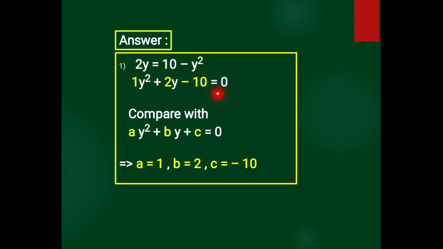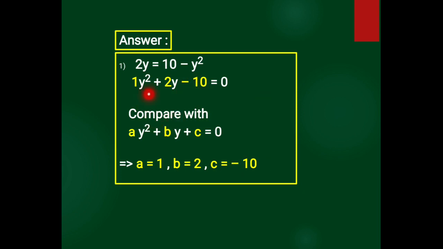Now this is the form which we require, that is ax square plus bx plus c equals to 0. So here the variable is y, so we write this in the form of ay square plus by plus c equals to 0. So this is our required general form. Now we have to find the value of a, b, c. Here the coefficient of y square is a, and here the coefficient of y square is 1, so a equals to 1. Here the coefficient of y is b, and here the coefficient of y is 2, so we get b equals to 2. And here the constant is c, and here the constant is minus 10, so c equals to minus 10.